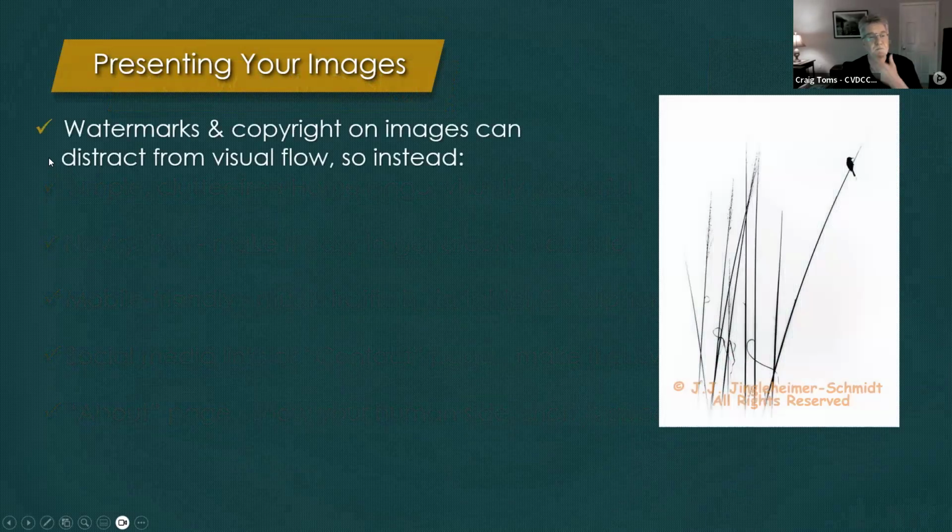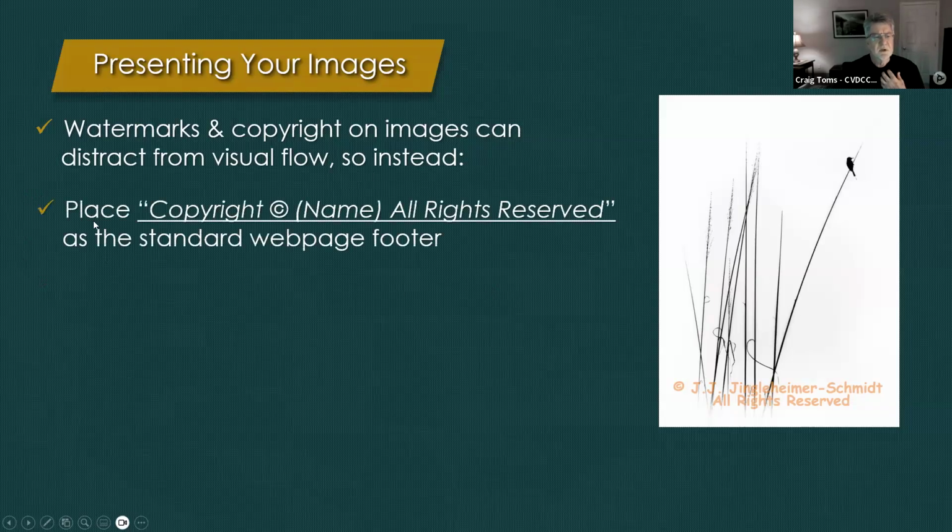Okay, so when it comes to presenting your images, watermarks and copyright information and all that really kind of detract and probably should be handled a little bit differently. Instead of putting it right on your images, you can do copyright, all rights reserved as a standard web page footer. So each page will have the same footer, copyright, JJ Jingleheimer Schmidt, all rights reserved, that type of thing down at the bottom of each page of your website.